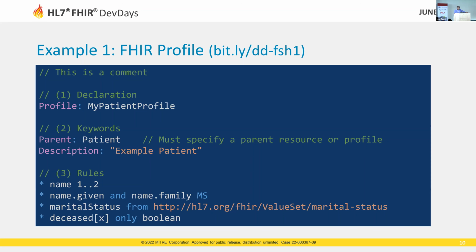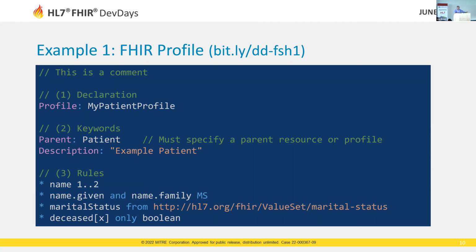Next two lines are what we call keywords, which are common things that you define in a lot of cases. So we made them, instead of free-form statements, just declarative. So the first thing you need to define for a profile is, who's the parent? What are you extending? In this case, we're extending patient. So it's a patient resource. You could also use another profile on patient, so you can extend another profile. So if you had US Core patient, you could base My Patient Profile on US Core patient or any other patient profile.